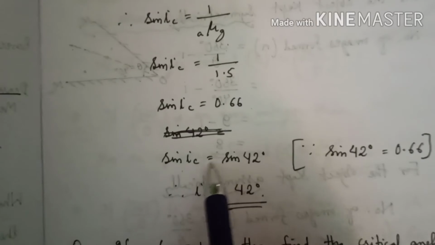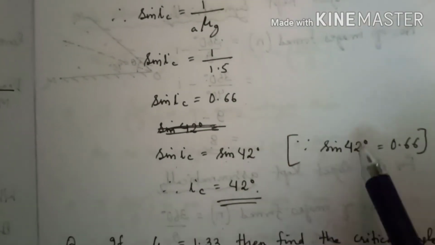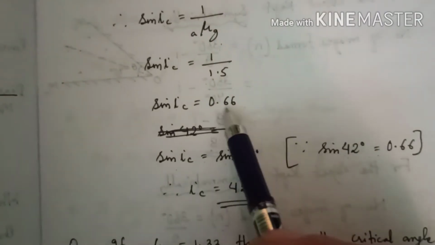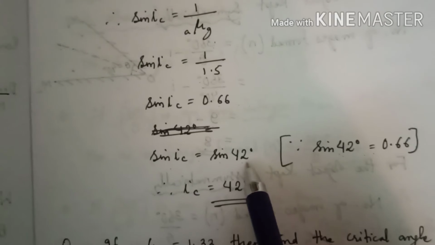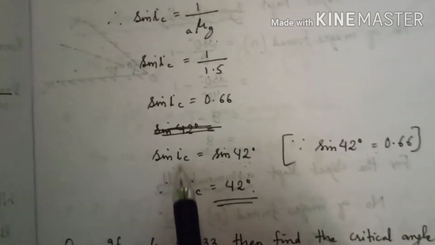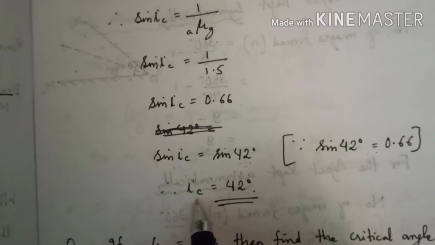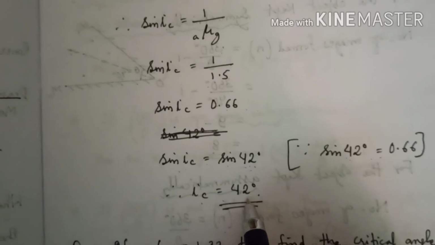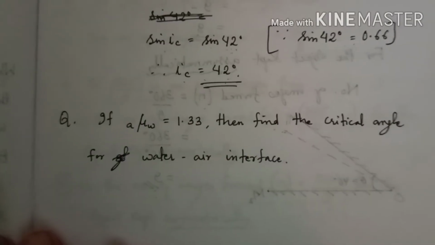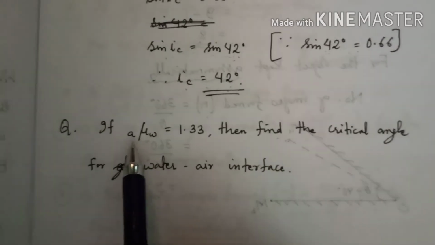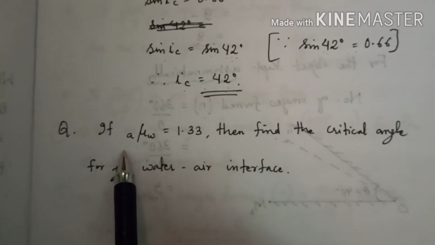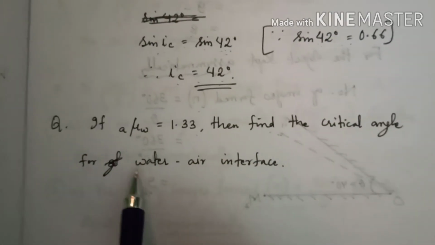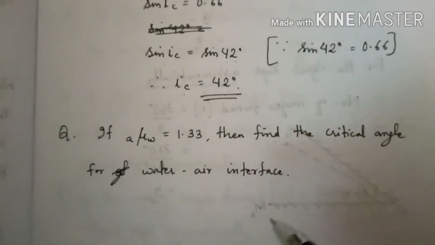So you can write sine IC is equal to sine 42 degrees, because the value of sine 42 degrees is 0.66. So in place of 0.66, you can write sine 42 degrees. Altogether, if you compare these two, you get IC, the critical angle for the glass-air interface, to be equal to 42 degrees. Once you know this, you can do this type of problem yourself. Here the refractive index of water with respect to air is given as 1.33. Then you have to find the critical angle for the water-air interface in a similar manner.